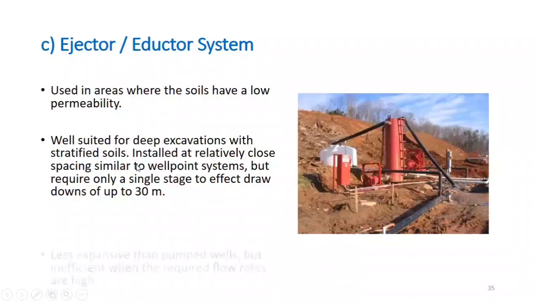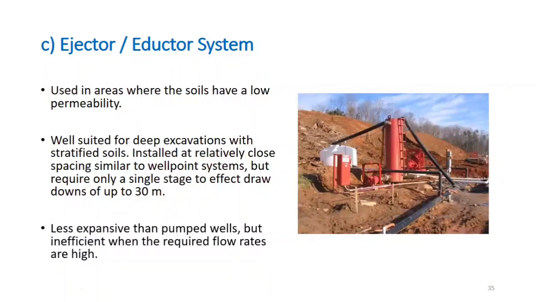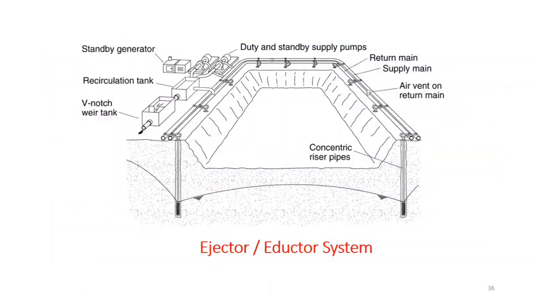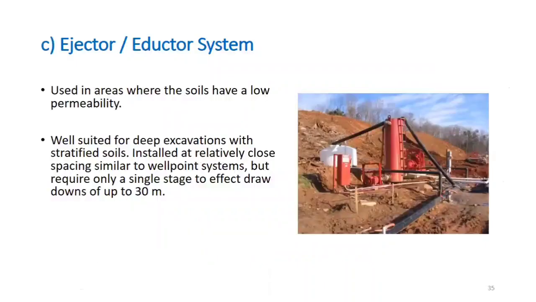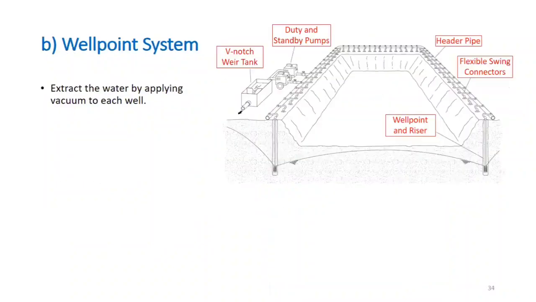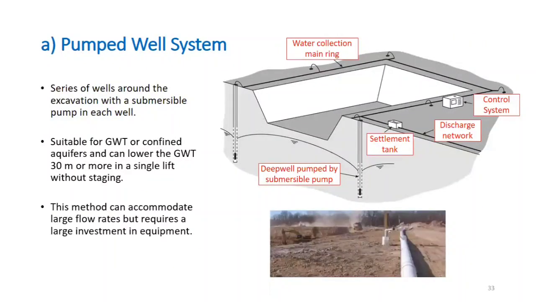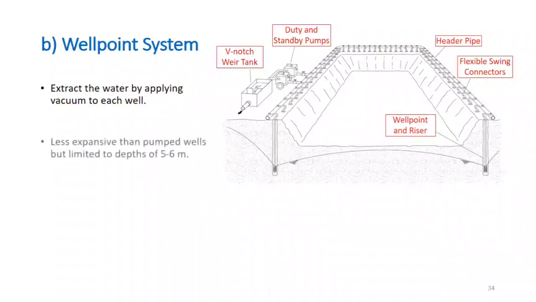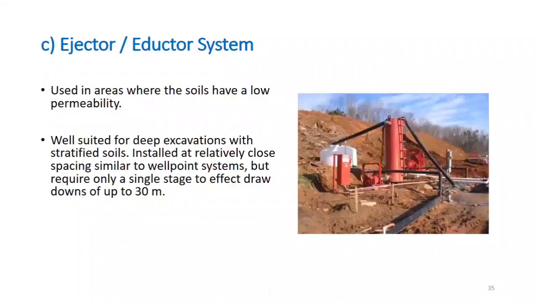Okay. It's less expensive than pump wells, but it's inefficient when the required flow rates are high because it has its own limitations. Most commonly you would see pump well systems as a common method. It's a very common method. And the sequence I've chosen is the way they are normally ranked in terms of their effectiveness. So pump well systems are given the top priority. Mostly they are used, then maybe well point systems, and then you can move to ejector or eductor systems.